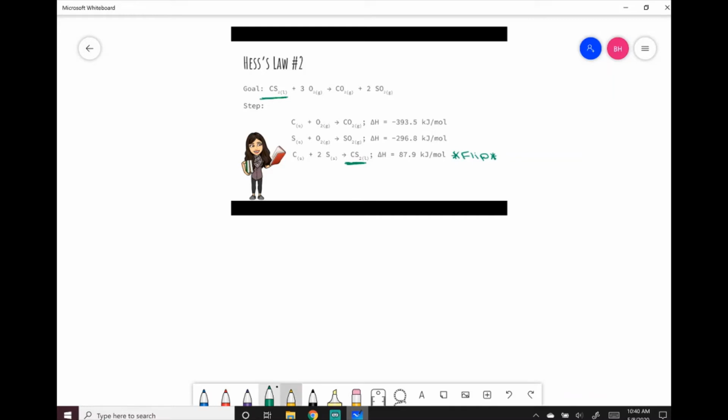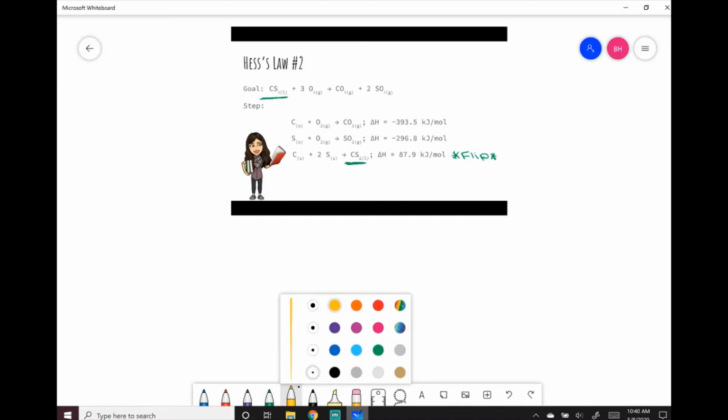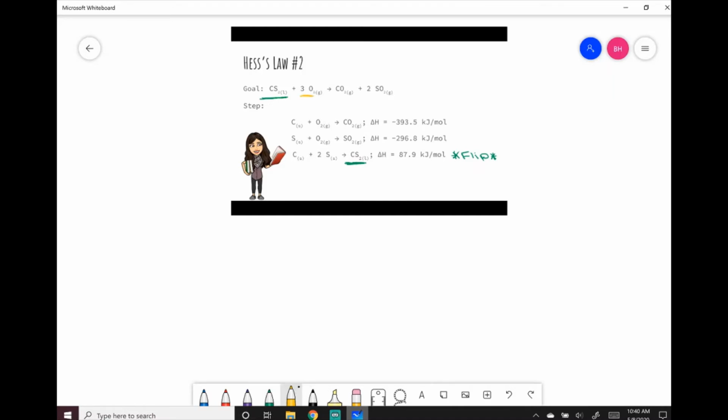So let's go ahead and take a look at the next compound. What I have is oxygen. Now, notice that oxygen actually appears in 2 different locations. Because oxygen appears in 2 different locations, I'm going to assume at this point that it will work itself out because I don't know what equation I need to manipulate in order to get my 3 moles of oxygen. So I'm going to leave oxygen alone and I'm going to move on to my next substance and hope that when I'm done, I will end up with the answer that I want.